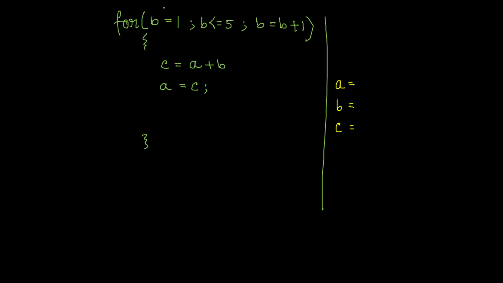This will execute first, then the check, and if it is true, then this will execute. After executing this, the check will be done again. If it is true, this will execute again, then this one, and it will continue. So B equal to 1, initialize B by 1.